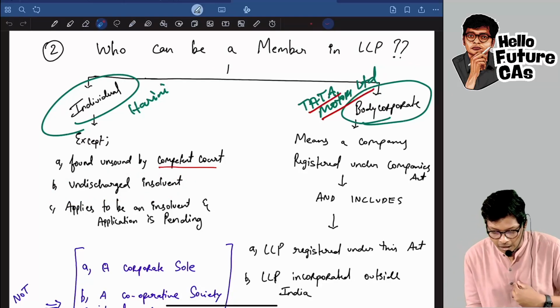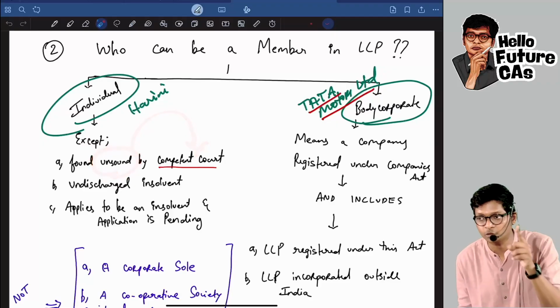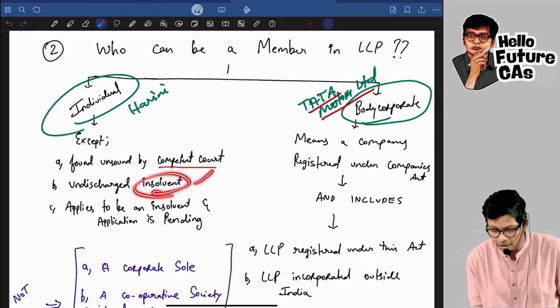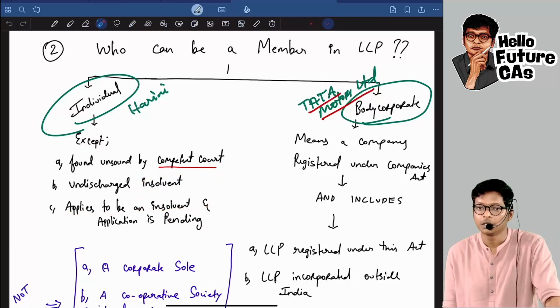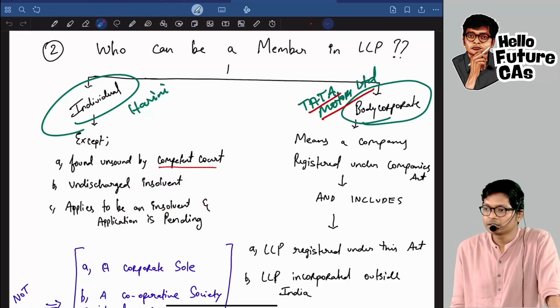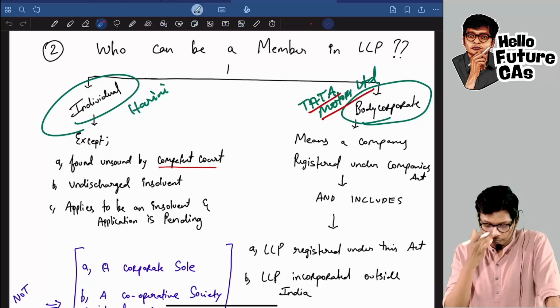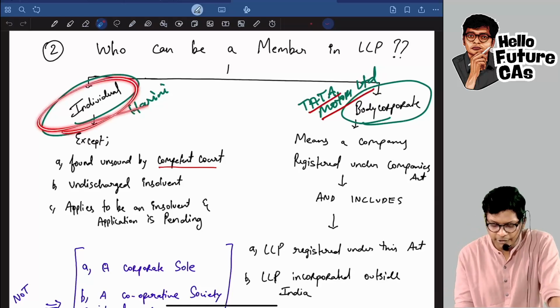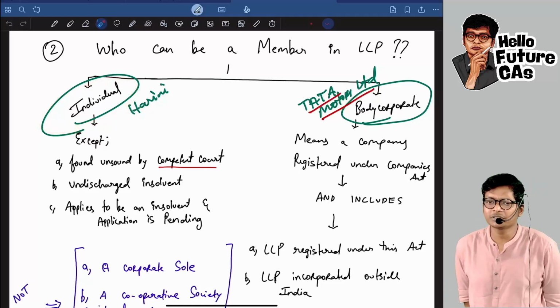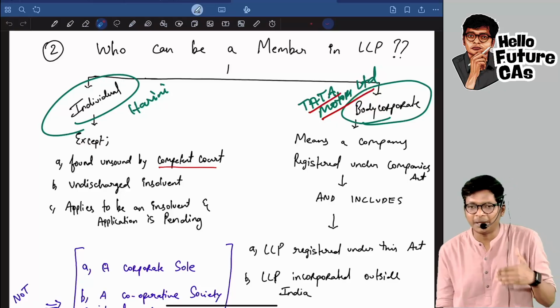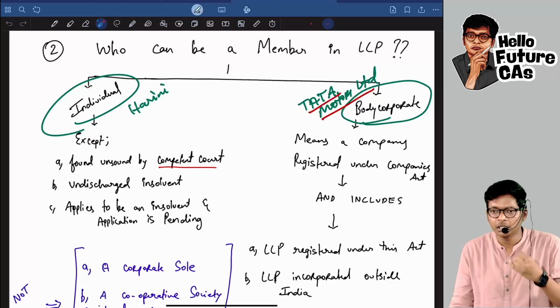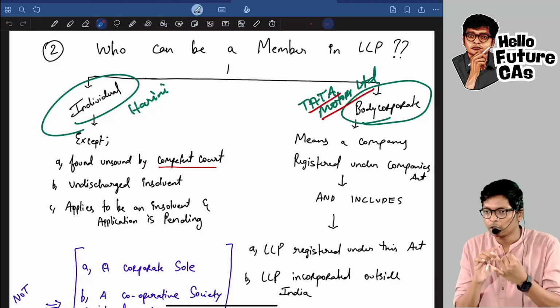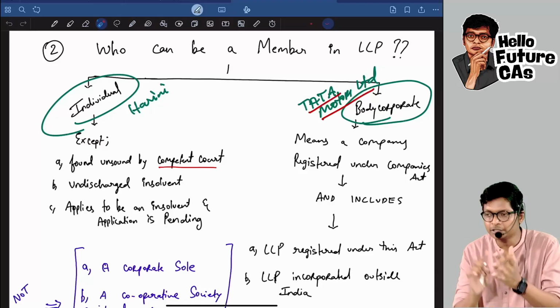Look at this. For unsound mind, the court has to declare. But for insolvency, the court has to declare, or an application is made and pending. Are you getting it, guys? Understanding? Okay. This is for an individual. So individual is simple. Any individual who is capable of entering into a contract can be a partner in an LLP. But at the same time, three things are very important: unsound mind, declared by a competent court, and insolvency.